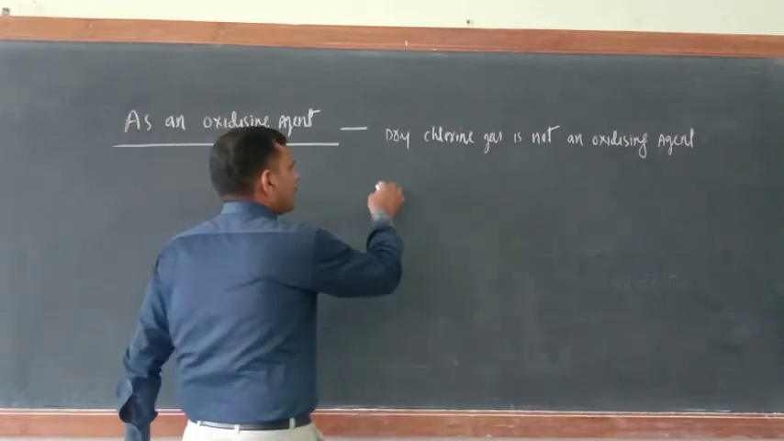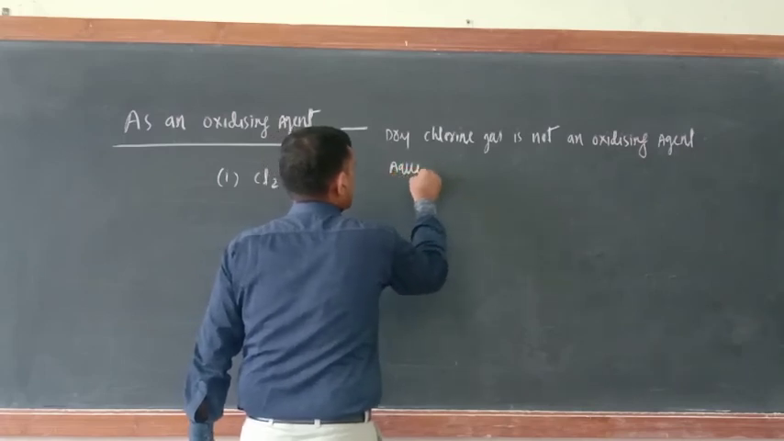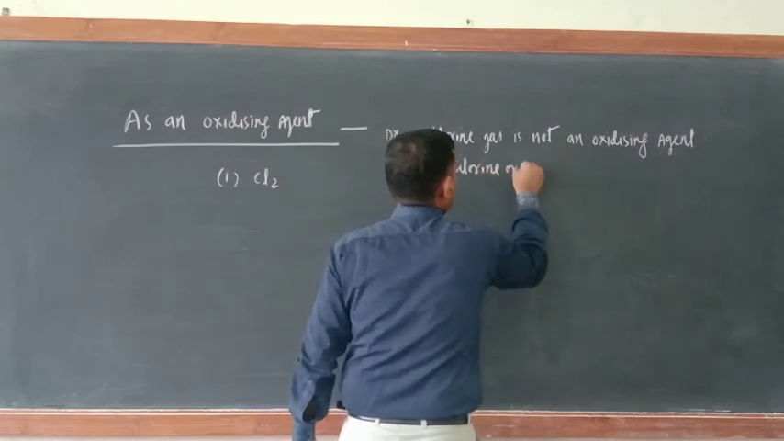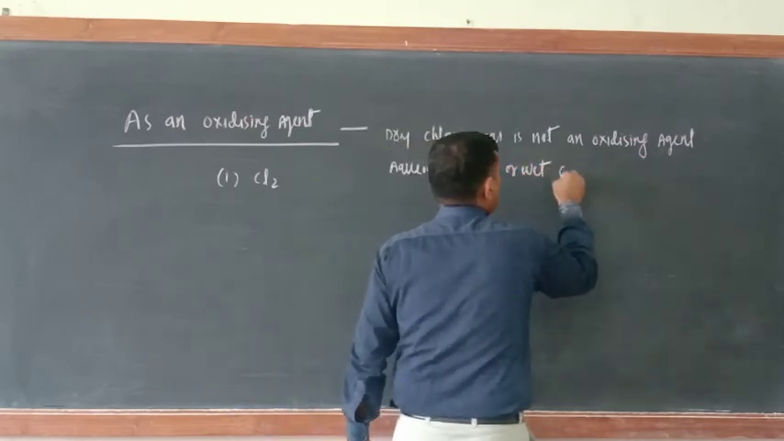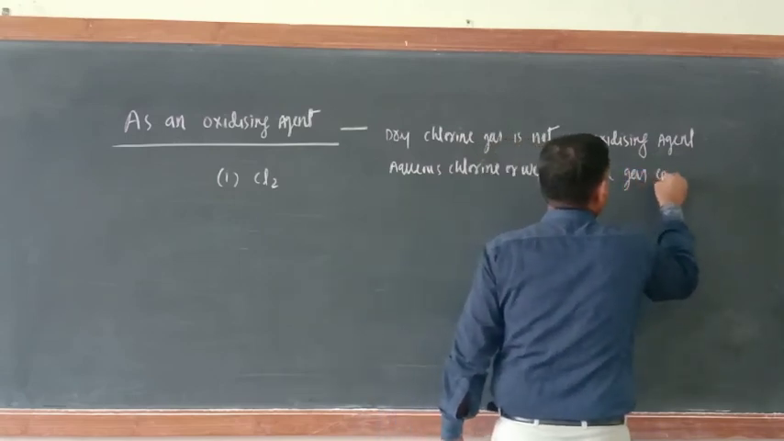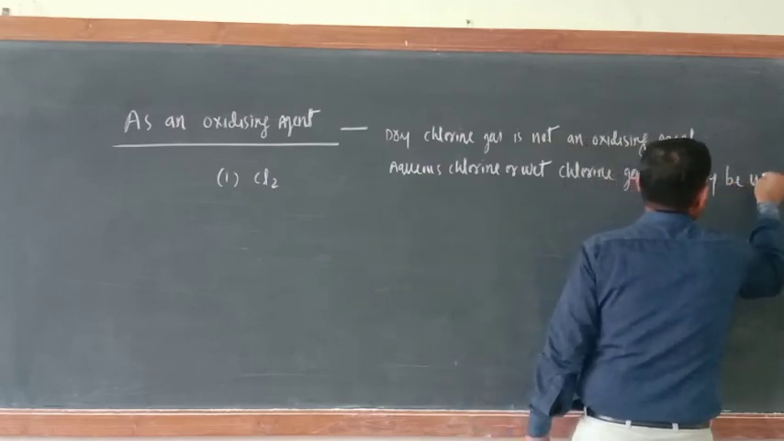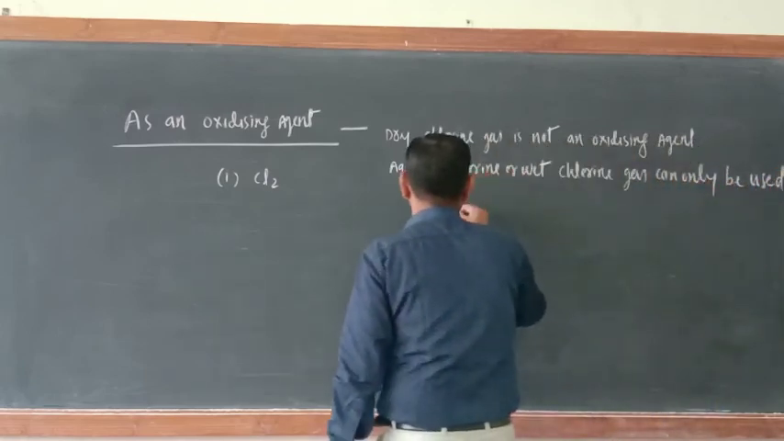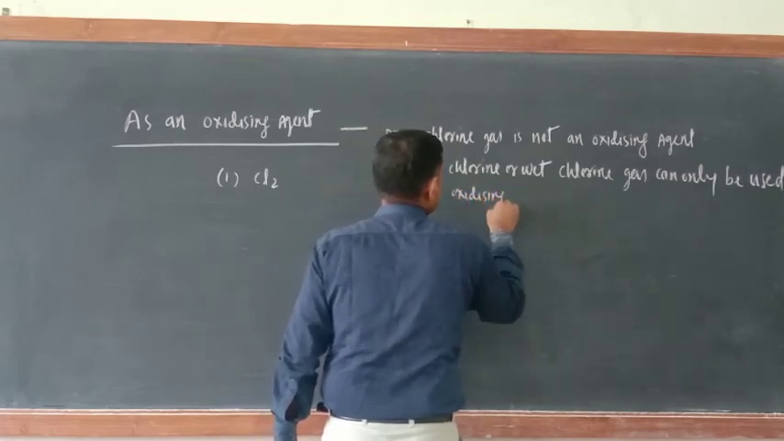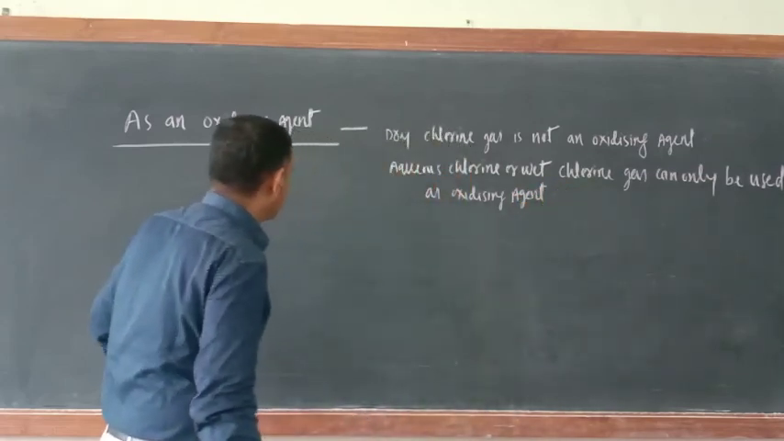Aqueous solution of chlorine, here you can write aqueous chlorine or wet chlorine gas, can only be used as an oxidizing agent. Okay, can be used as an oxidizing agent.